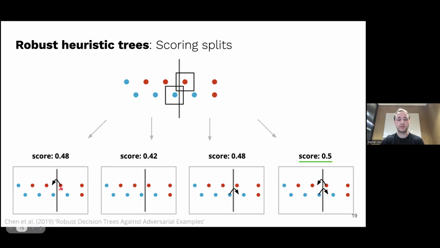If we would move the red point to the left side, we get a score of 0.48. If we do nothing, 0.42. Blue to the right, 0.48. And if we swap both samples, we get the worst possible score of 0.5. So in these robust heuristics, we say that this is a very bad split because it has a weighted Gini impurity of 0.5 after perturbations.